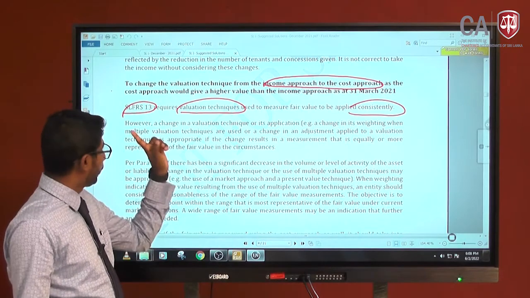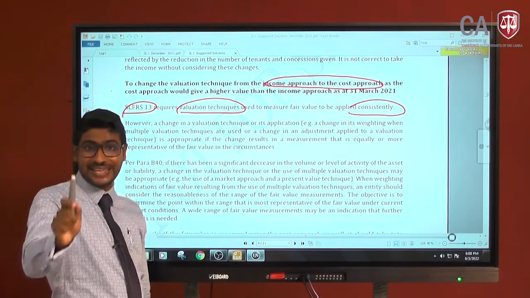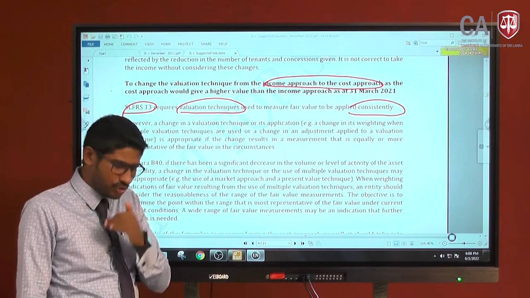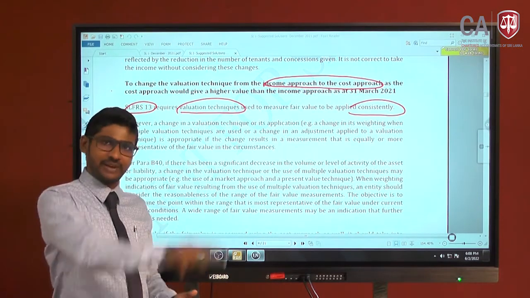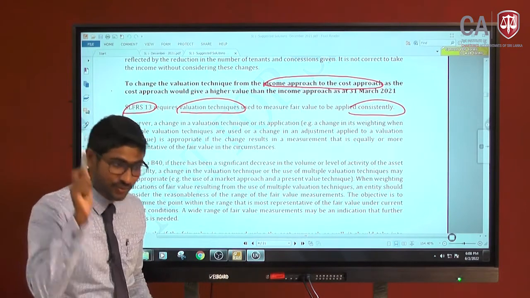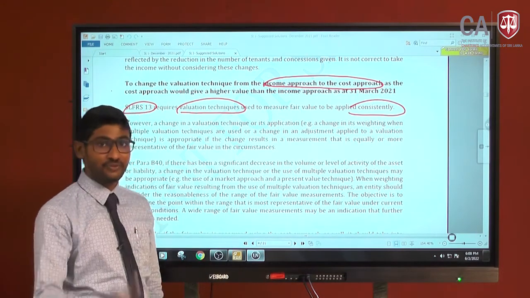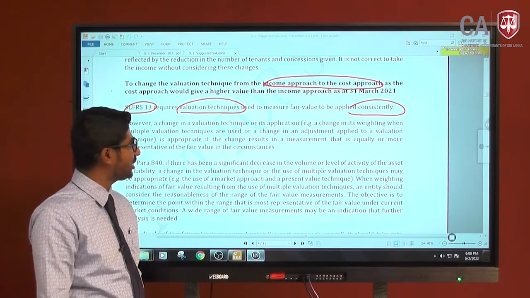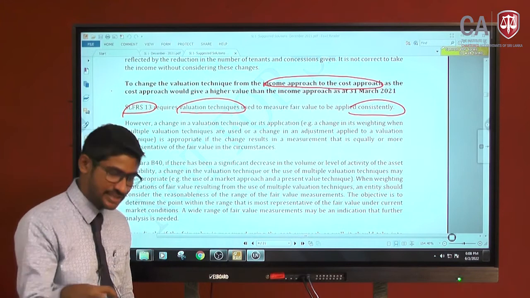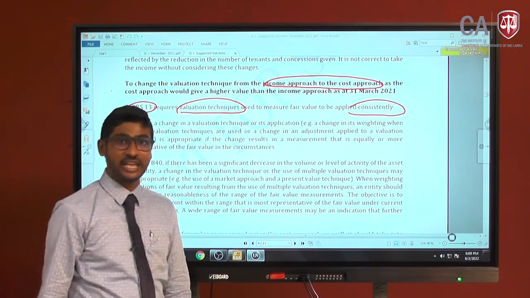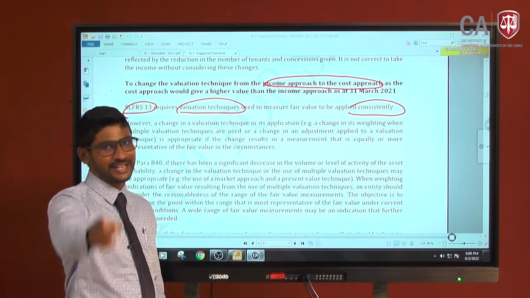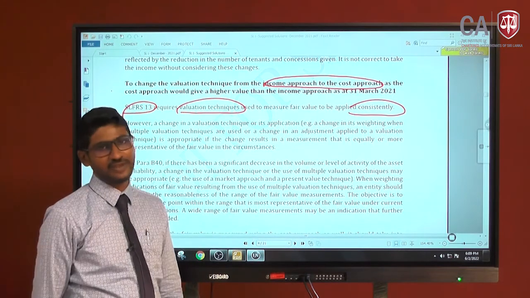The valuation technique should be applied consistently, but it doesn't say you can't change the valuation technique. You can change, but if you change the valuation technique, you have to disclose it and tell why you have done it. Can you change it as you wish? No. If you think that by changing the valuation technique it will give a more reliable picture to the shareholders, then of course you can change the valuation techniques.